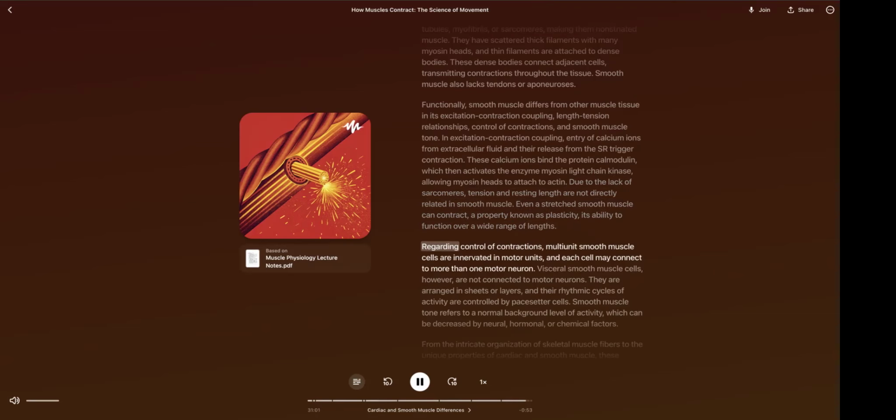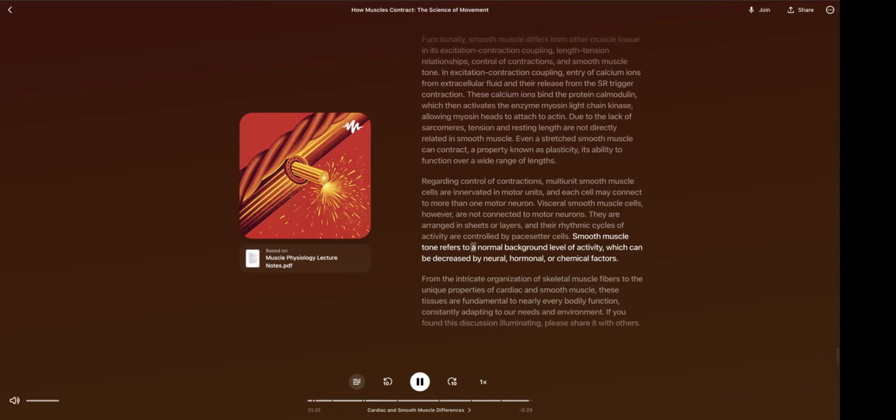Regarding control of contractions, multi-unit smooth muscle cells are innervated in motor units, and each cell may connect to more than one motor neuron. Visceral smooth muscle cells, however, are not connected to motor neurons. They are arranged in sheets or layers, and their rhythmic cycles of activity are controlled by pace-setter cells. Smooth muscle tone refers to a normal background level of activity, which can be decreased by neural, hormonal, or chemical factors.